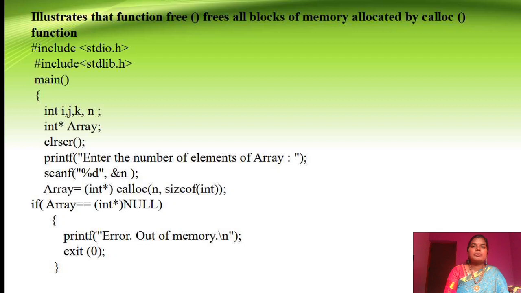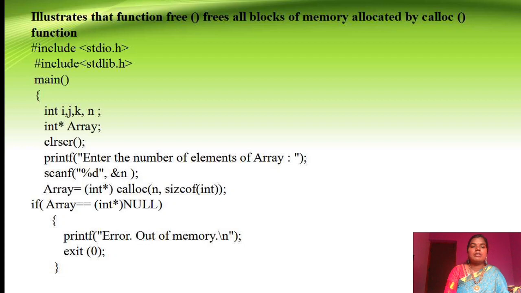Next, let us see an example program of how the free function frees the block of memory allocated by the calloc function. Here I have declared i, j and k as normal variables and int *array as the pointer variable. Then clrscr, printf enter the number of elements of array, scanf %d, &n. Here n is the number of elements of the array. I'll allocate the memory using the calloc function, that is array = (int *)calloc(n, sizeof(int)). If array is equal to NULL, then print error, out of memory. That means there is no memory in the system, then exit(0).